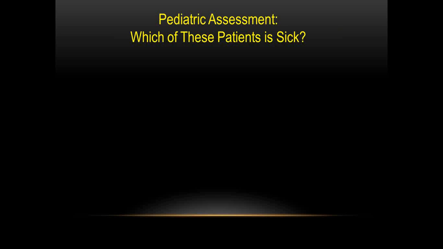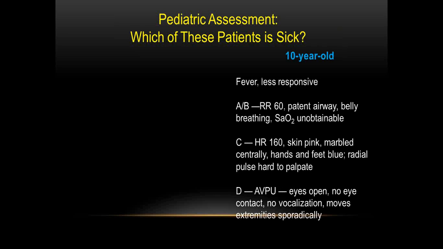Okay, so let's look at these two patients, and we're going to talk about the assessment of them and determine, based on the pediatric assessment triangle, are they sick? So here we have a 10-year-old. He has a fever, and he's less responsive, according to Mom. He's got a respiratory rate of 60. He's got a patent airway, but he's using some belly breathing. And you can't get a SAT on him using that pulse oximeter that your medical director said you could use. And he's got a heart rate of 160.